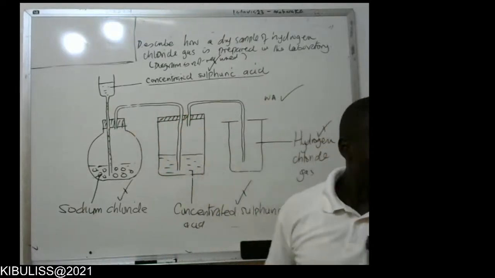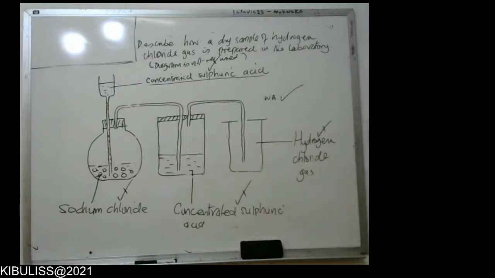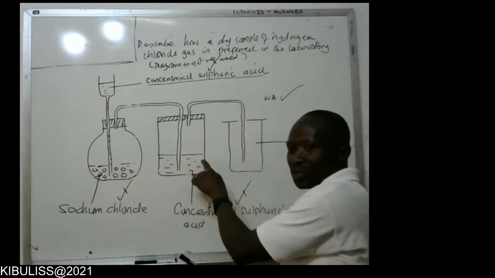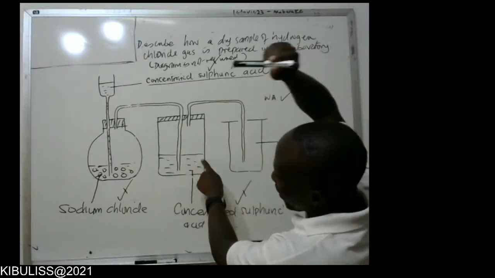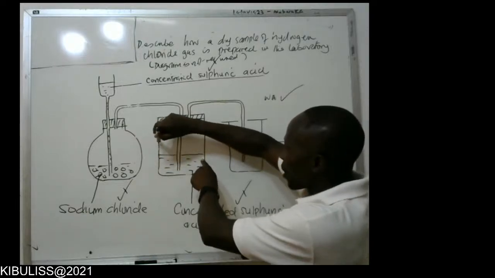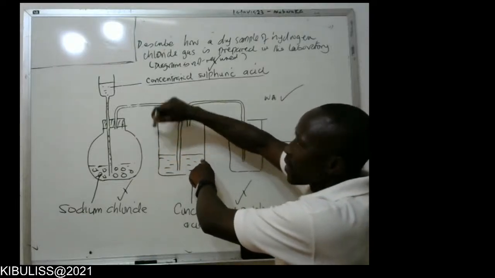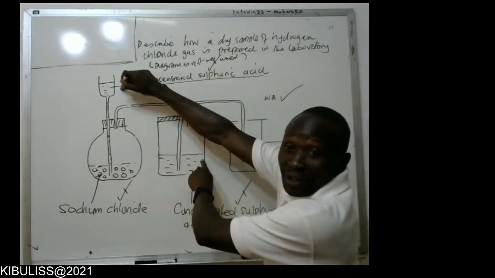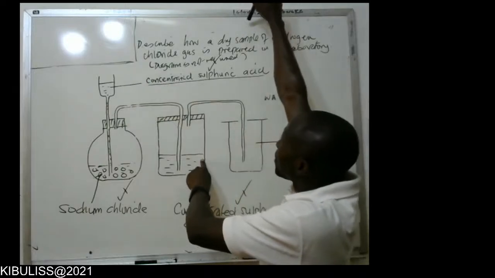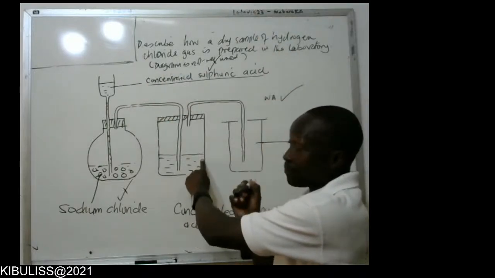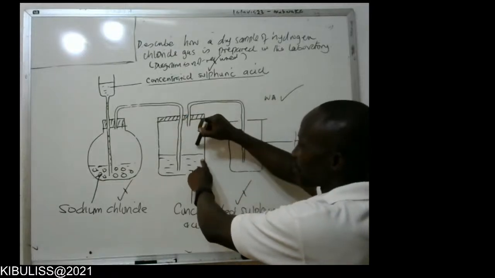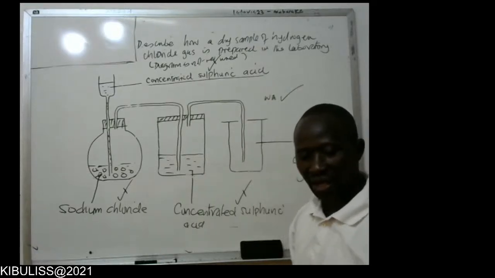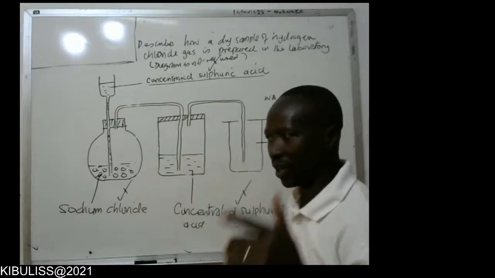Using a delivery tube, the gas is passed through concentrated sulfuric acid, which is in a wash bottle. So a wash bottle is a marking point. Delivery tube is a marking point. Thistle funnel is a marking point. You did not talk about them in the first question because we are seeing them. So why do you pass the gas through the acid? To be dried, because it does not react since the gas is also acidic.